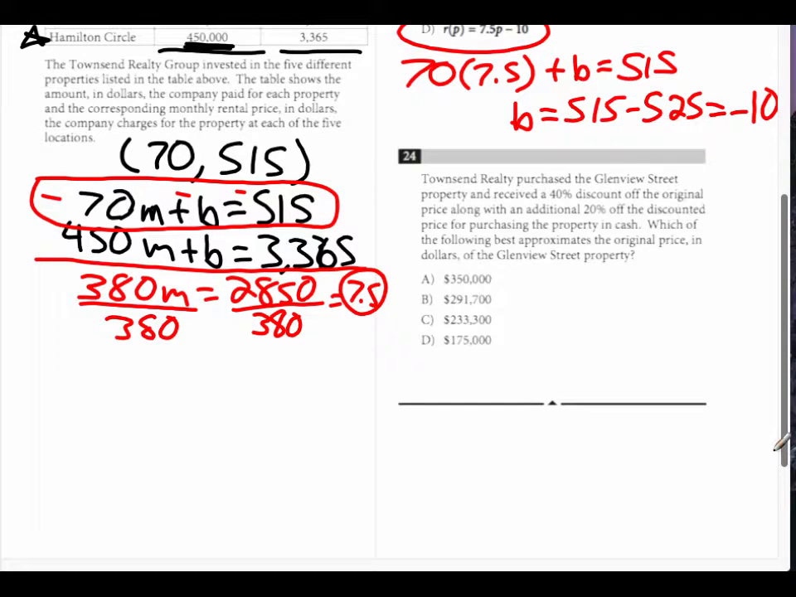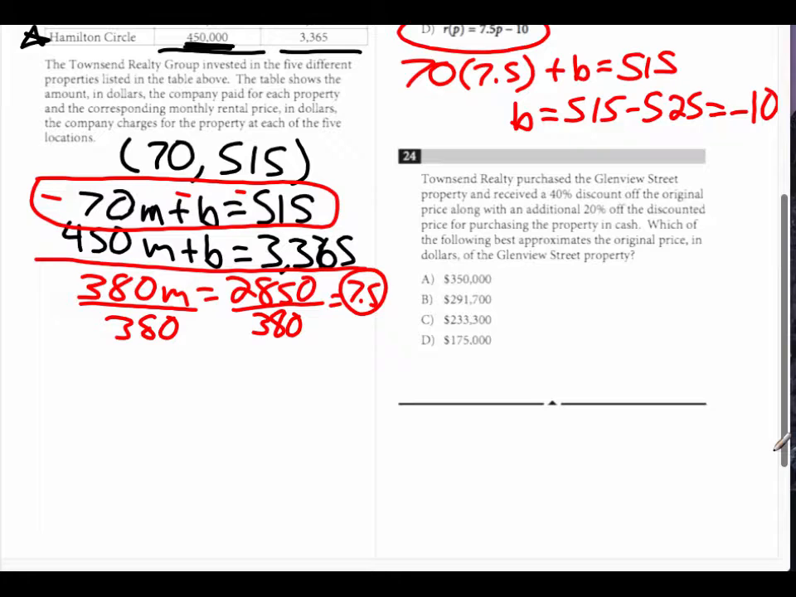It says Townsend Realty purchased the Glenview Street property and received a 40% discount off of the original price, along with an additional 20% discount price for purchasing the property in cash. Which of the following best approximates the original price in dollars?